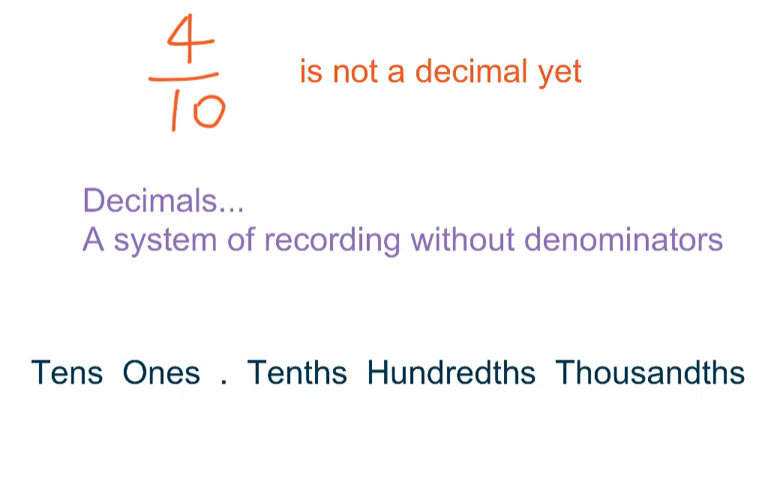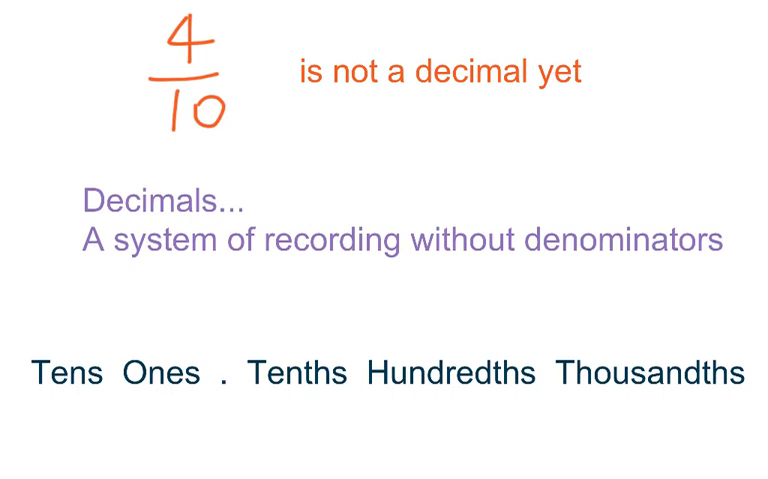Decimals are a system of recording without using denominators. So the digits can't have a line and a number at the bottom telling us what type of fraction it is. That's the whole point of decimals, is that we know that they're tenths, hundredths, thousandths, and so on. So we can write them as a shortcut using a decimal point, which looks like a full stop, and we put these digits in certain places so that we know what fraction we're talking about.